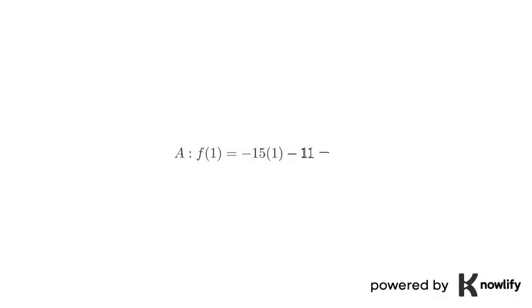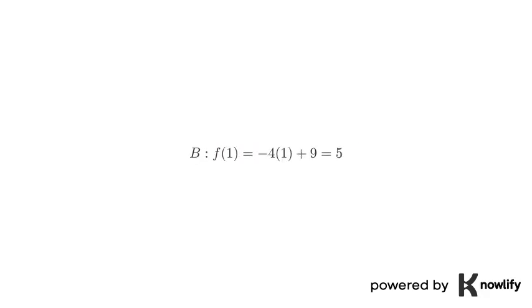Our first clue is a point, say (1, -5). We'll test each equation with this point. For option A, substituting x equals 1 gives us -16. Does -16 equal -5? No, so A is out.